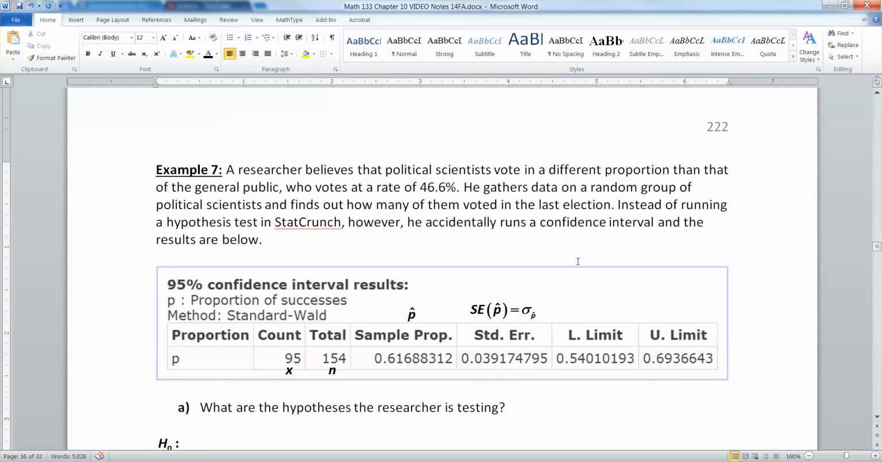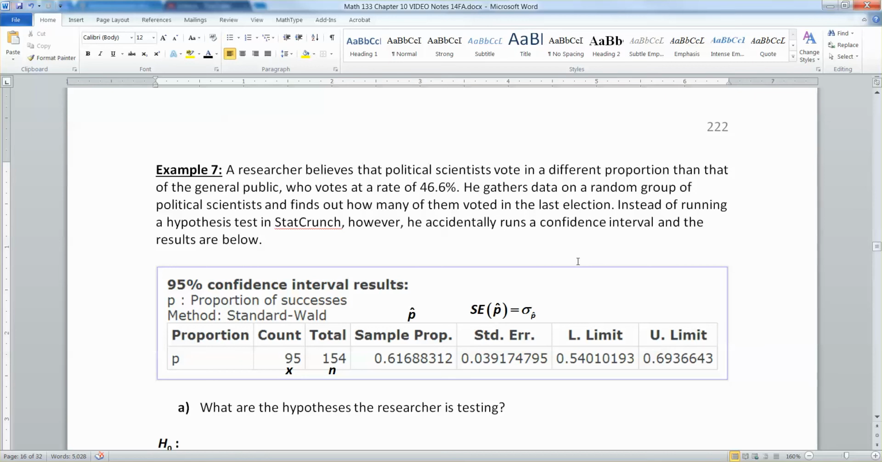A researcher believes that political scientists, those are people that study politics for a job or a living or just for fun, vote in a different proportion than that of the general public, who votes at a rate of 46.6%. He gathers data on a random group of political scientists and finds out how many of them voted in the last election. Instead of running a hypothesis test in StatCrunch, however, he ran a confidence interval. He accidentally runs a confidence interval and the results are below.